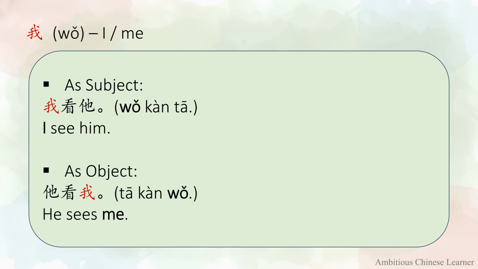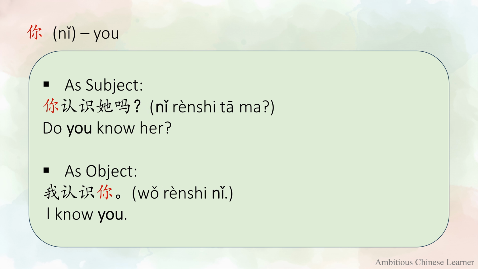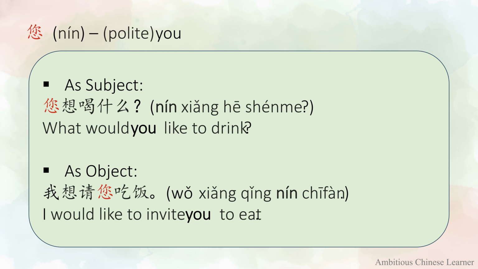我, I or me. 我看他, I see him. 他看我, He sees me. 你, you. 你认识她吗, Do you know her? 我认识你, I know you.